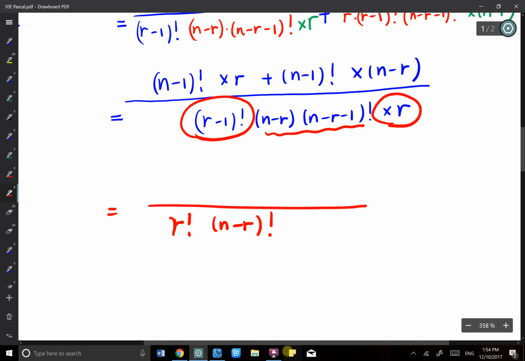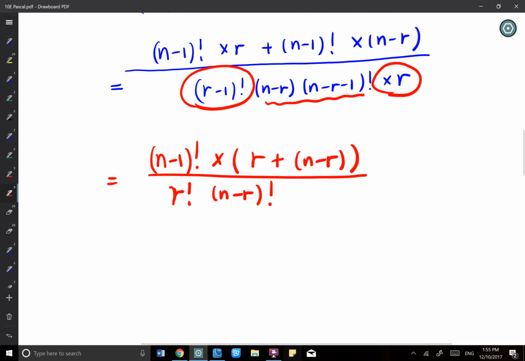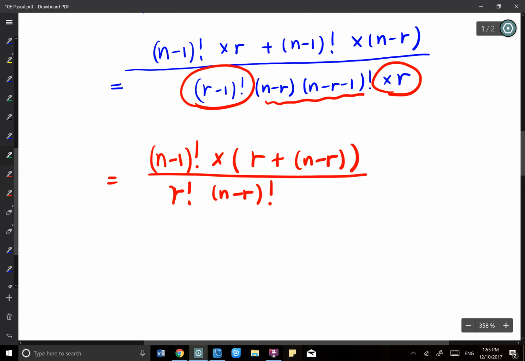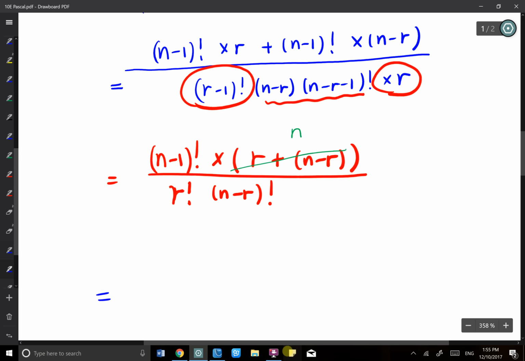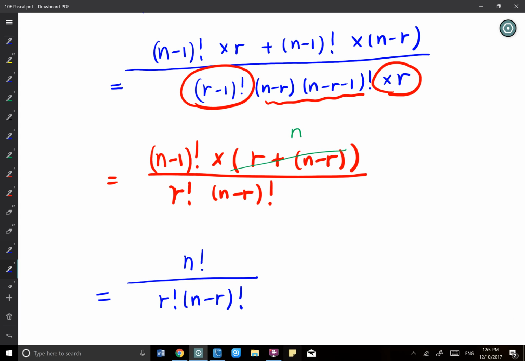And the top is interesting as well. I can say that's n minus 1 factorial times bracket r plus n minus r. Find the common factor, which is n minus 1 factorial. And I have n left in this bracket. R plus n minus r, that's just the n. So the top becomes n factorial now. And the bottom is r factorial times n minus r factorial. And that's left hand side and right hand side, they are equivalent.